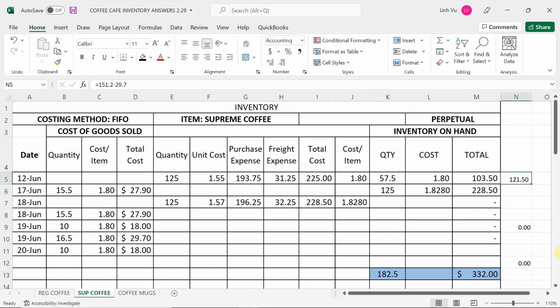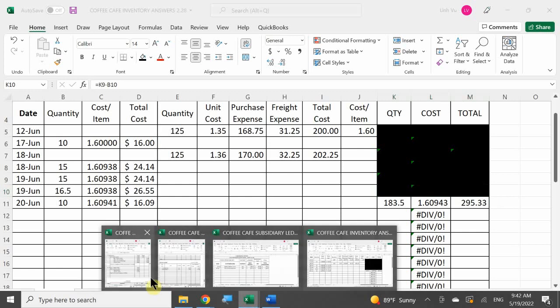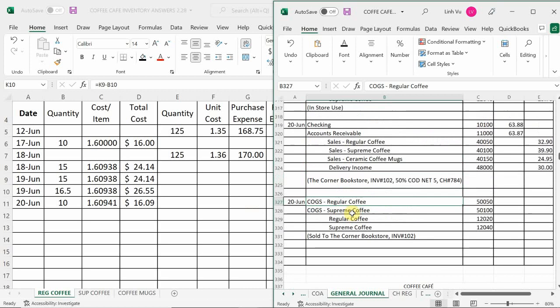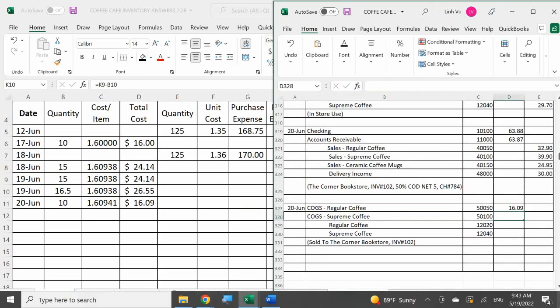So once again, 121.50 minus 18 should give you 103.50. So in this case, I should have a total of $332 left in my Supreme Coffee. So $18 and $16.09. And perfect, I reached the end of my page here. 16.09 and 18.